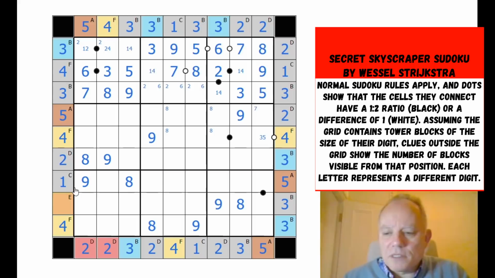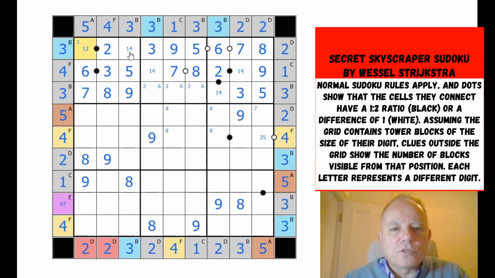E is either 6 or 7. Don't know which yet. So that A clue has been done. Actually, this F clue, no, it is going to be done now though, because that's got to be the third thing it can see. That has to be a 2. That clue is done. And that now has to be a 1.